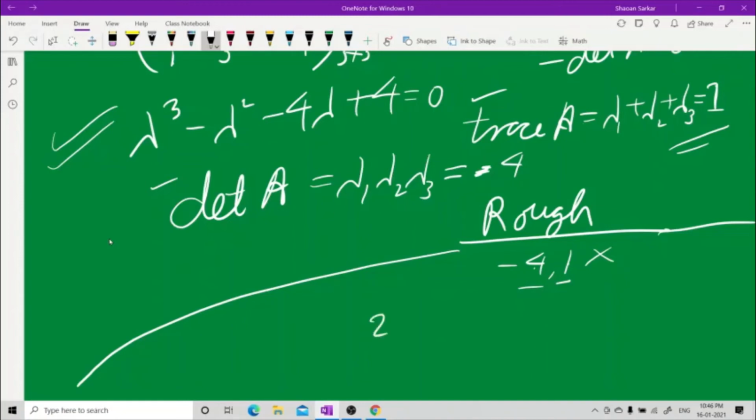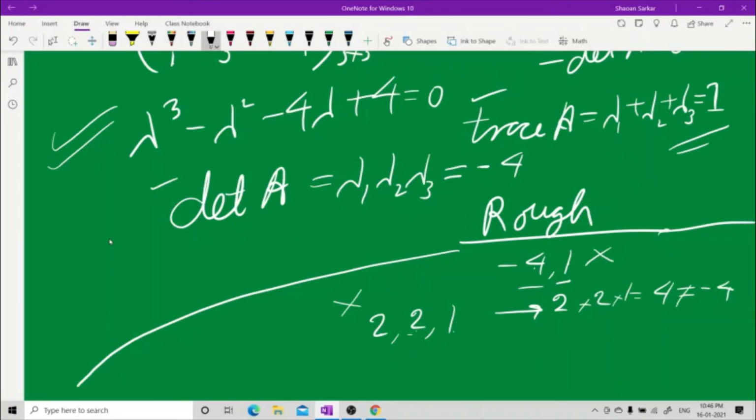Now I'll take 2, 2 and 1. There are three, but if I multiply them, I will never get minus 4. I will get 2 into 2 into 1, which is 4, never minus 4. So this option is gone.